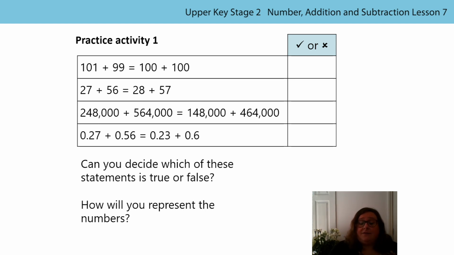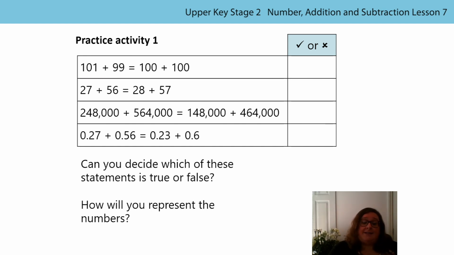So we're going to look at these 4 sets of equations and see if they are true or false. See if what's on one side of the equal sign is equal to what's on the other side. And we're going to do this by comparing addends. So first of all, we've got 101 add 99 is equal to 100 add 100. So let's see how these have changed.